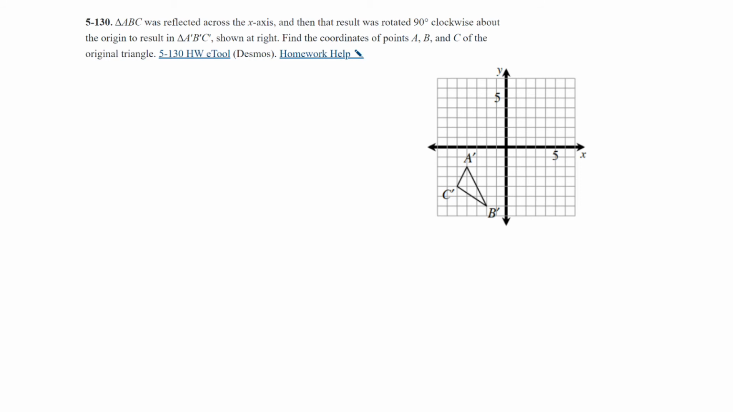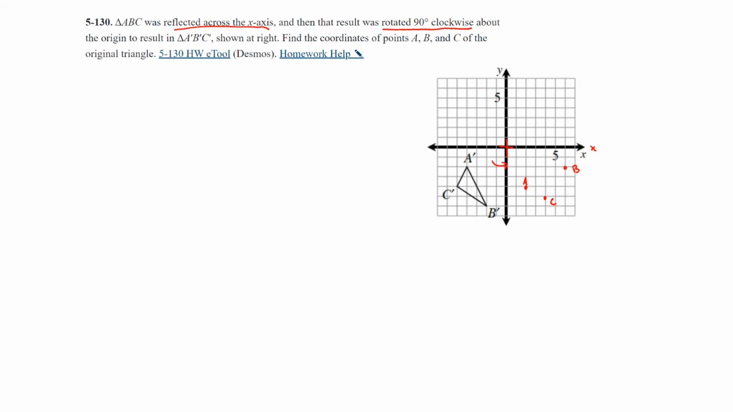So this is our new triangle, so we have to work our way backwards. The last thing that happened was it was rotated 90 degrees clockwise. So we'll have to rotate it 90 degrees counterclockwise, and then we'll go back and reflect it back across the x-axis. Alright, so I went ahead and rotated about the origin, and I moved in the counterclockwise direction. And so those would be my points before I reflect it across the x-axis.